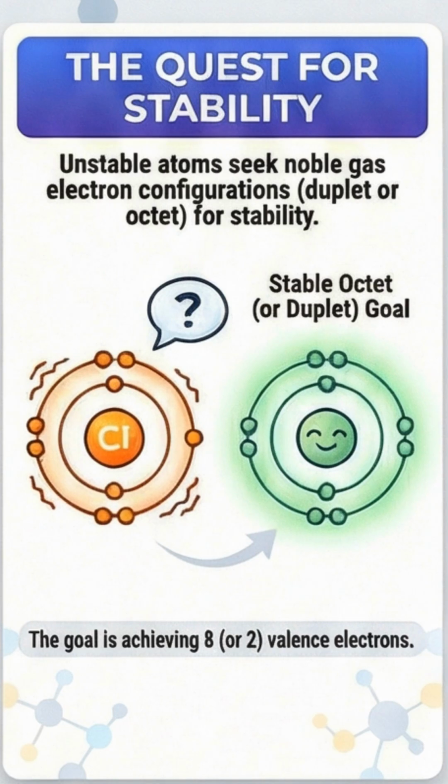Atoms are driven to reach stable electron configurations similar to noble gases. This usually means having 8 electrons in the outer shell, called an octet, or 2 for very small atoms, a duplet. Unstable atoms will gain, lose, or share electrons in chemical reactions to reach this low energy, more stable arrangement.